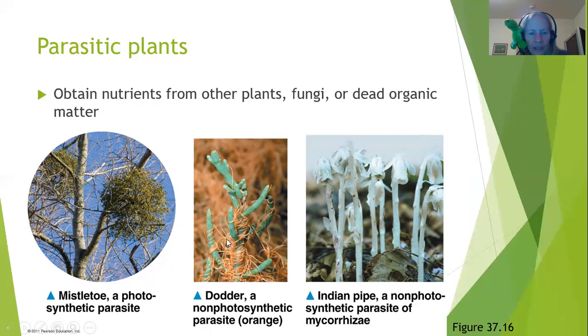And then the third one here is the one in the middle, and the parasite here are these little orange filaments. This is a non-photosynthetic plant. It doesn't look like a plant, but it is, and it's surrounding, and it's going to burrow its little roots into this green plant. So those are parasitic plants. They actually get their nutrients from other plants or fungi or from dead organic matter.